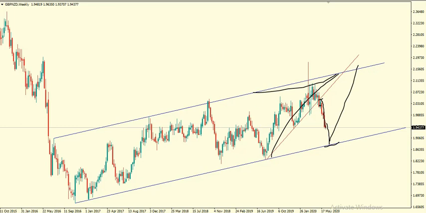So this is what we have from the weekly time frame, a market that is in a very strong selling impulse right now. So let's go into the daily time frame and draw our horizontal levels.